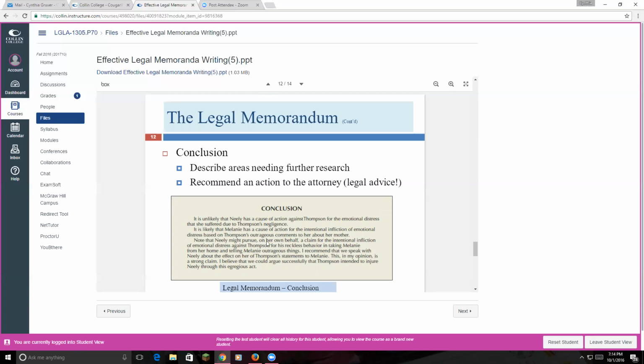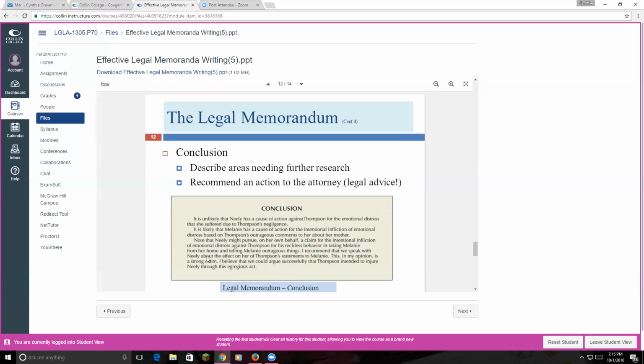Note that Neely might pursue on her own behalf a claim for intentional infliction of emotional distress against Thompson for his reckless behavior in taking Melanie from her home and telling Melanie outrageous things. I recommend that we speak with Neely about the effect on her of Thompson's statements to Melanie. This, in my opinion, is a strong claim. I believe we could argue successfully that Thompson intended to injure Neely through this egregious act.